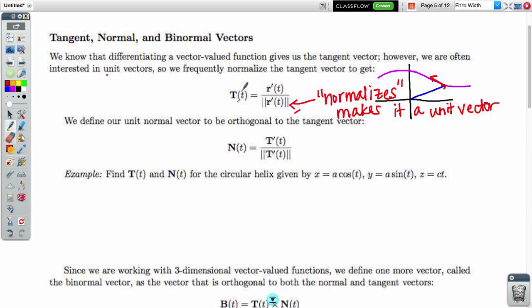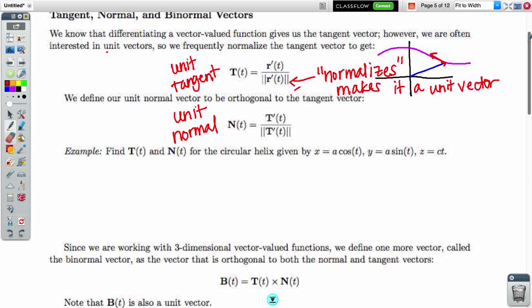This tangent vector, what we really define to be the tangent vector, is just the derivative of your original function, but then normalized. So this is really the unit tangent vector. It's the tangent vector, but it's length 1. And then we define the normal vector. You've seen this in single variable calculus as well. The normal vector is the one that is orthogonal to the tangent vector. So this is the unit normal, which is the derivative of the tangent vector normalized.